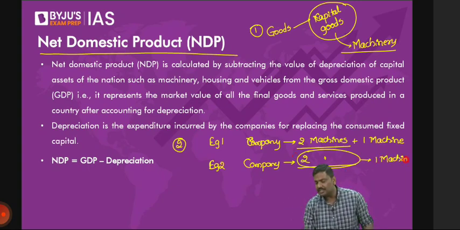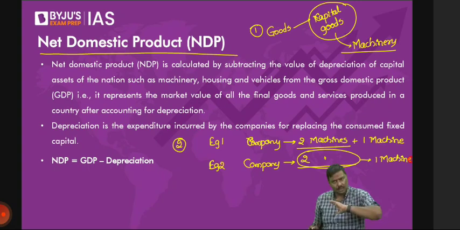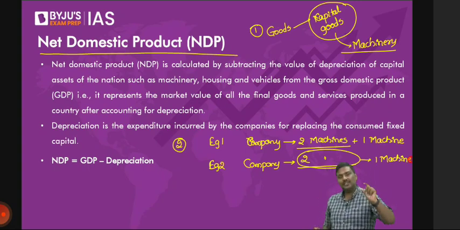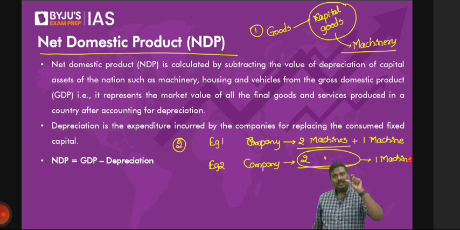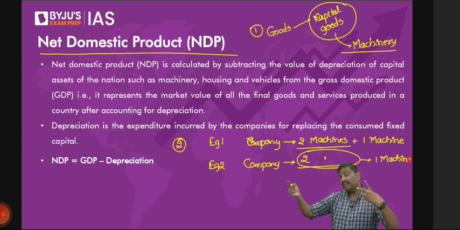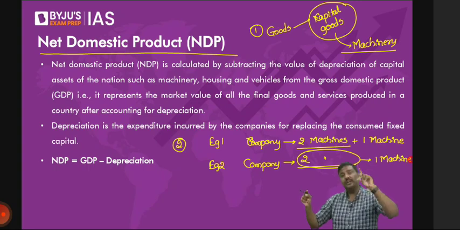Don't say both the cases or both the examples are one and the same. Absolutely no. I repeat. Example 1, the company has 2 machines. It has purchased 1 more machine which was produced this year. Example 2, the company has 2 machines. It has purchased 1 more machine that was produced this year. But this is because they are going to throw away, they are going to replace one of the machines.